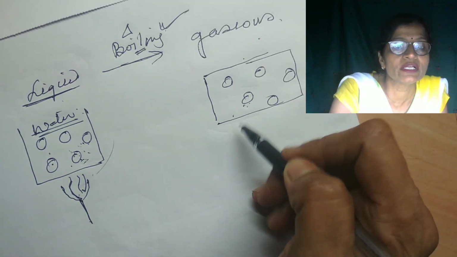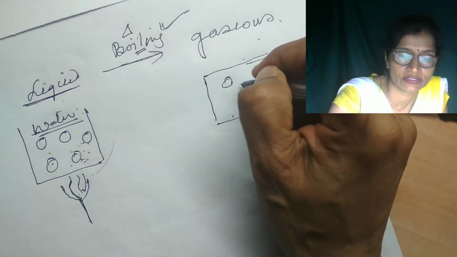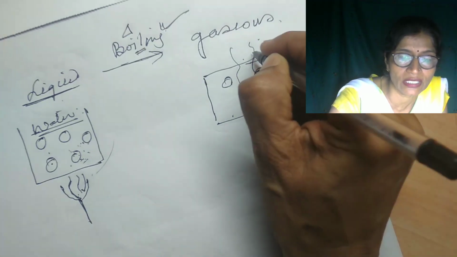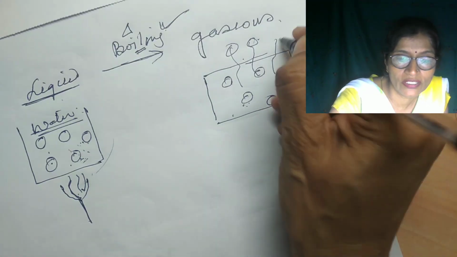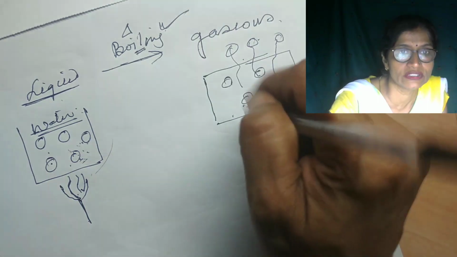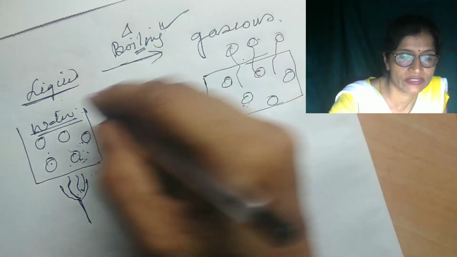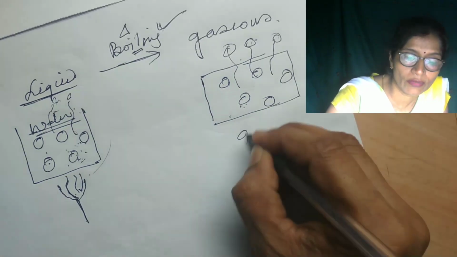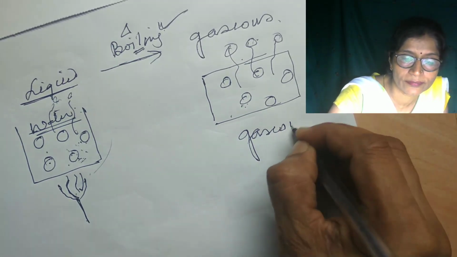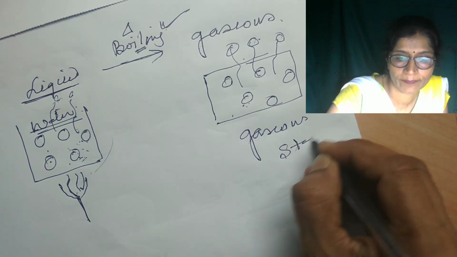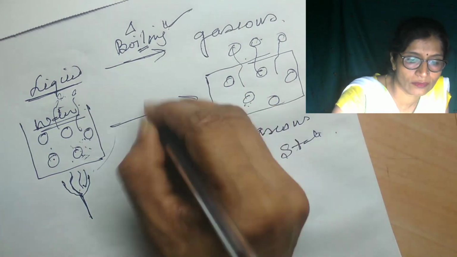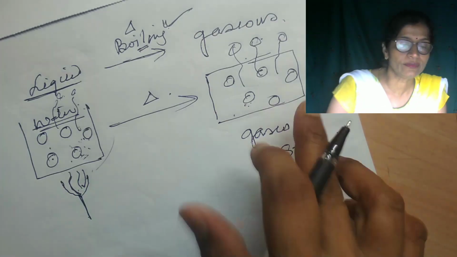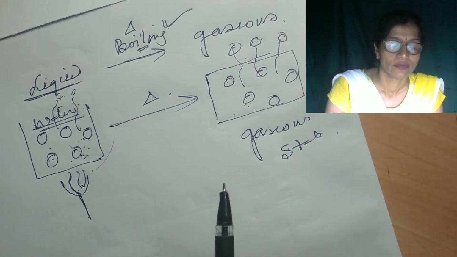Now the particles become free to leave the liquid surface. If it is not enclosed, then they can leave the liquid surface. From here they will leave the surface and be converted into the gaseous state on heating.